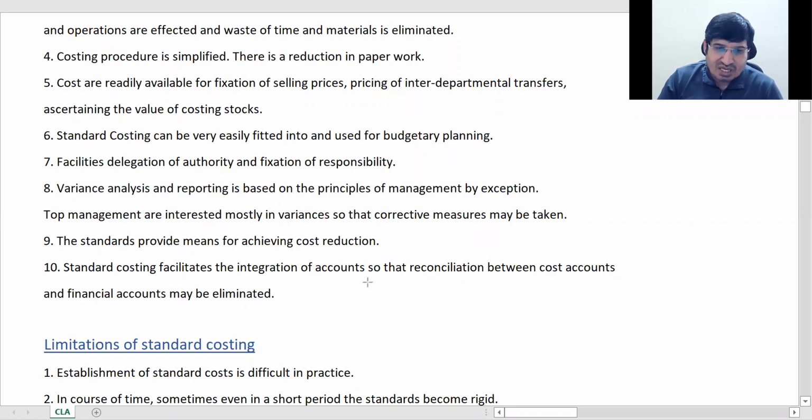So what are the limitations? Let us see. It's difficult to establish standards. It's not so easy. You have to really study in detail. You should have the right kind of experts. In the course of time, standards become rigid.